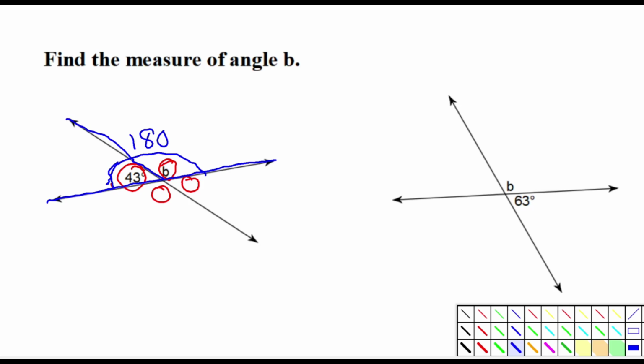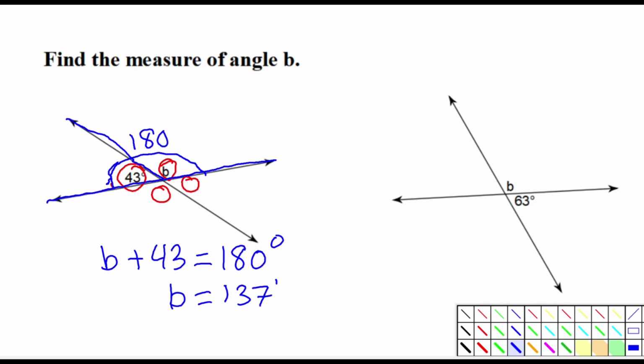So in this problem, you can do a little algebra if you like. B plus 43 has to equal 180. So together, those have to add up to 180. So what does B have to be? All right, do a little mental math. What is that going to be? 137, I believe. 137 degrees. Perfect. So this angle B right here is 137 degrees. And that's it. And we did that by using the linear pair postulate.